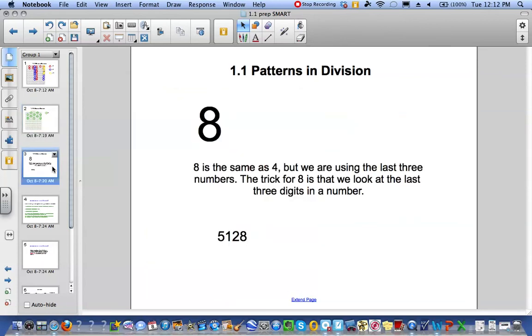Now 8 is the same as 4. It's got the same idea as 4, but we're looking at the last three numbers of a number, the last three digits of a number. The trick for 8 is that we just make sure that those three digits are what we're looking at.